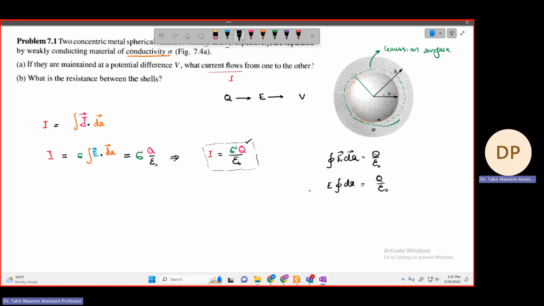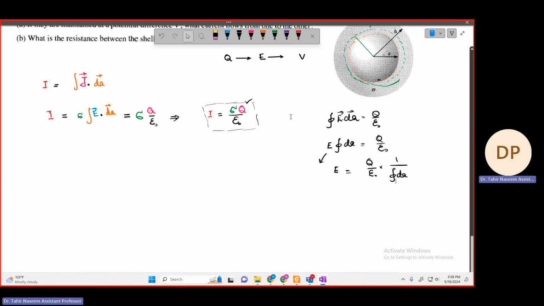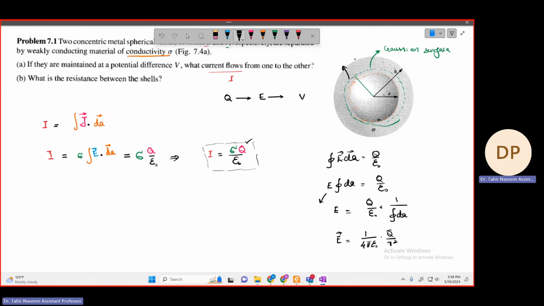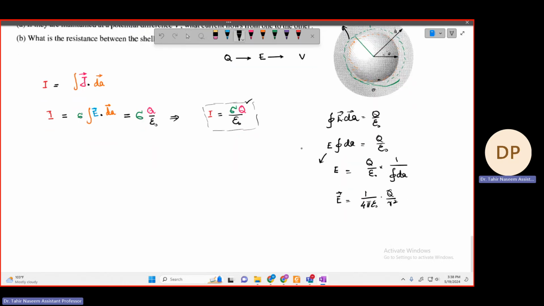So the surface area basically, from here I can find E. Q over epsilon multiplied by 1 over surface area of the sphere dA, right? And the surface area of a sphere is 4 pi r square, so the answer becomes 1 over 4 pi epsilon Q over r square. And remember what this r is: it is the radius of this green Gaussian surface from this center, and the direction of E will be radial in the sphere. So from Q we have found E. Now from E we will find V.